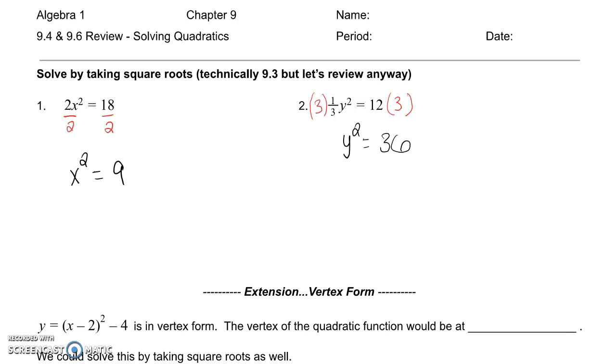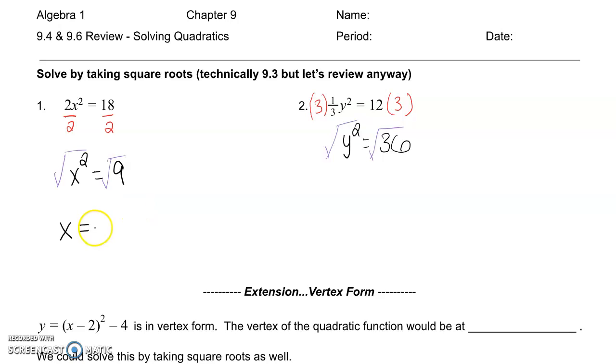So hopefully we got to this idea, and this is really the key idea in order to get to our extension today: we have to get our exponent squared by itself first. In this case it's x squared equals 9, then we can take the square root of both sides, or y squared equals 36, then we can take the square root of both sides. The other thing you have to remember is that the square root of x squared is x, but since I'm doing this on both sides, this is a plus or minus.